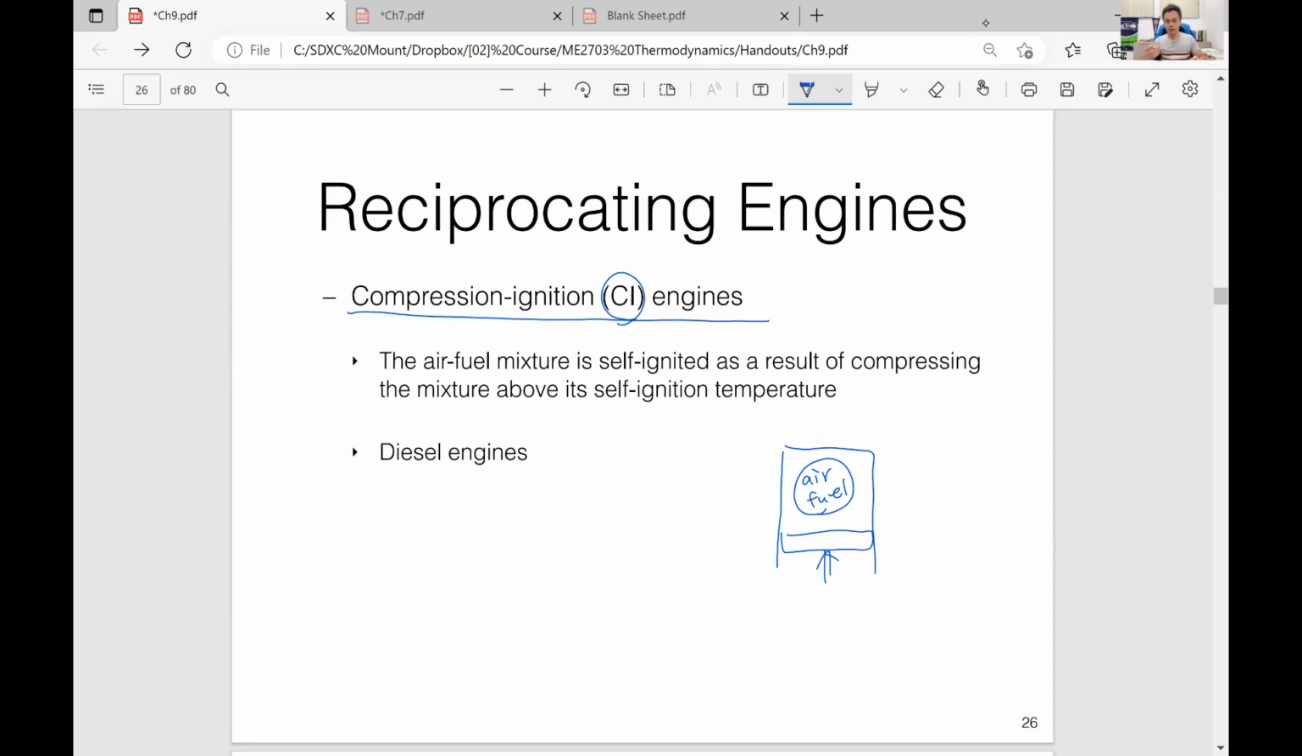That means the combustion just happens because of the compression. Most diesel engines are compression ignition engines. We will talk about diesel engines or diesel cycles later.